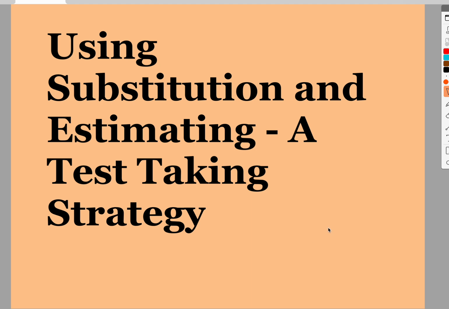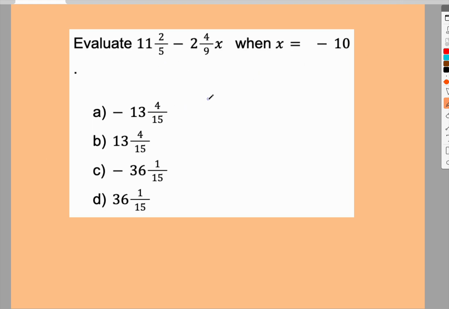Hey math friends, we're going to check out a really good test taking strategy here. This is when we use substitution. A big thing for us here is also estimating, which is a big test taking strategy. So here's why. Sometimes we'll get these multiple choice ones. We've got: evaluate 11 and 2/5 minus 2 and 4/9 x when x equals negative 10.